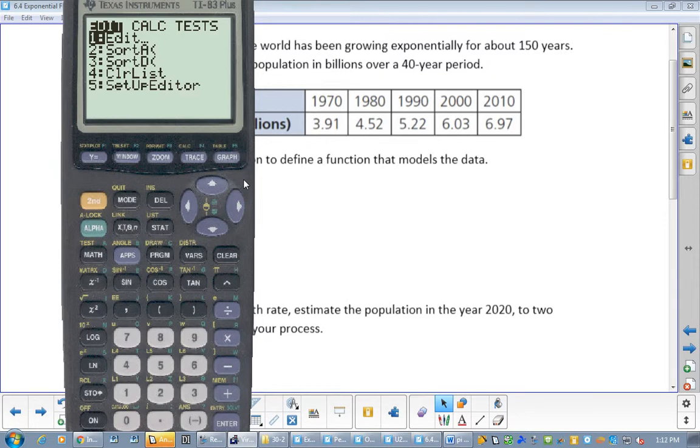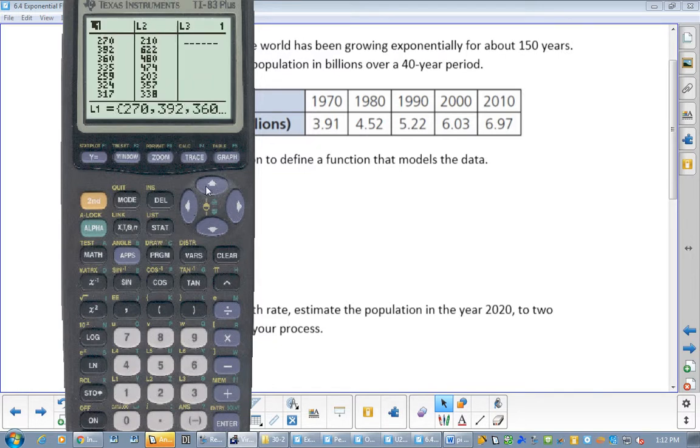Okay, so we go stat, edit, and we want to clear all this, so just hit clear, and then your down arrow. Next one, go up, hit clear, and your down arrow. And then just get 1970, 1980, 1990, 2000, and 2010. Oops.